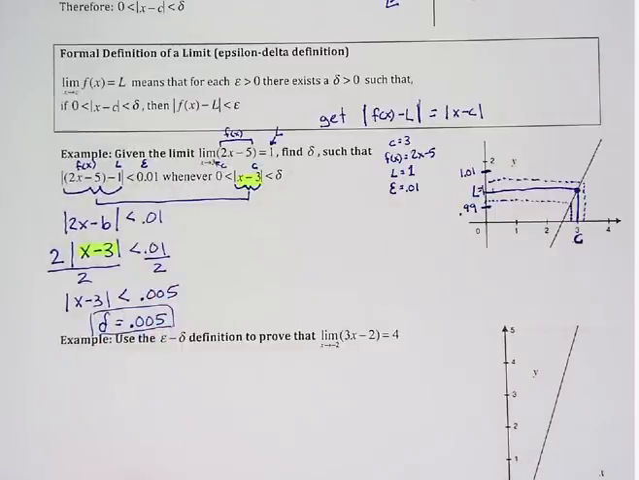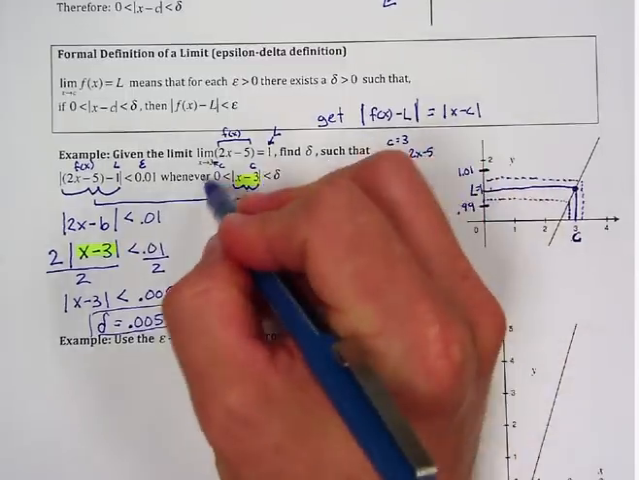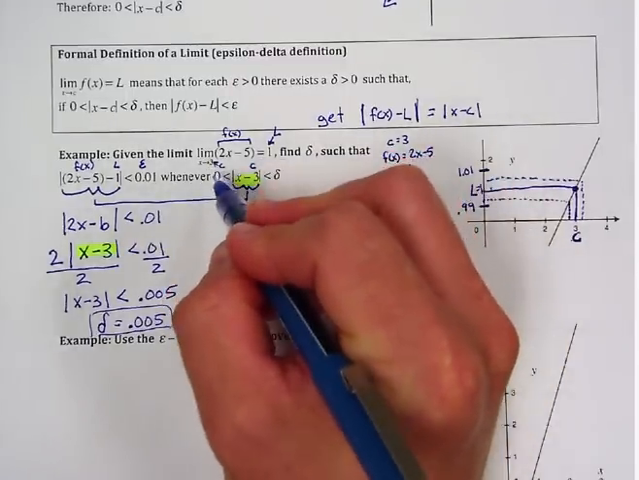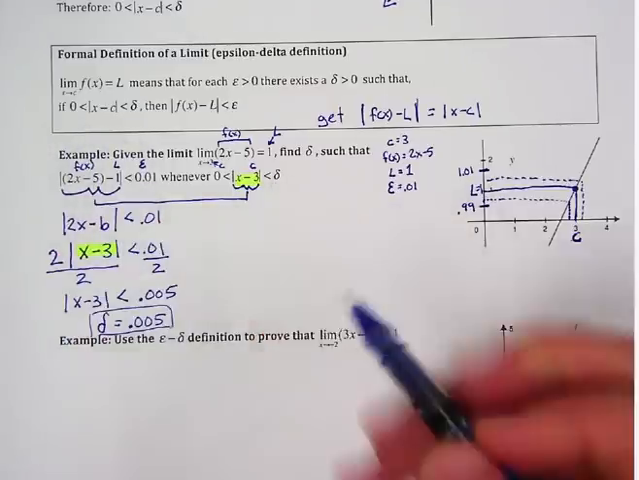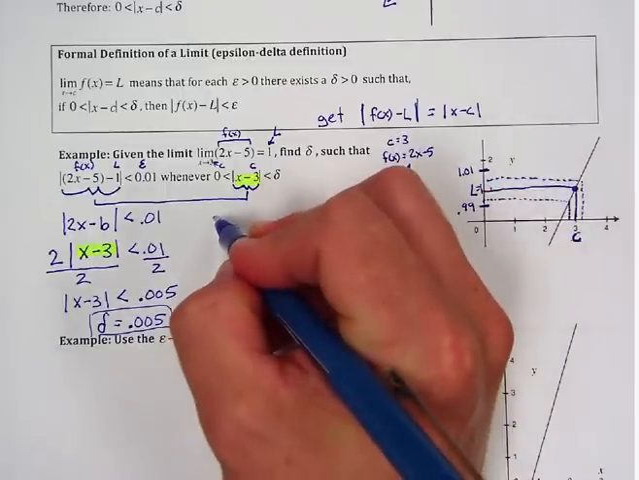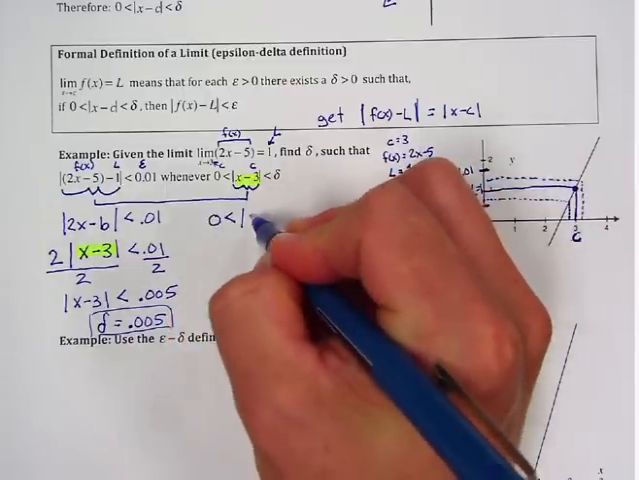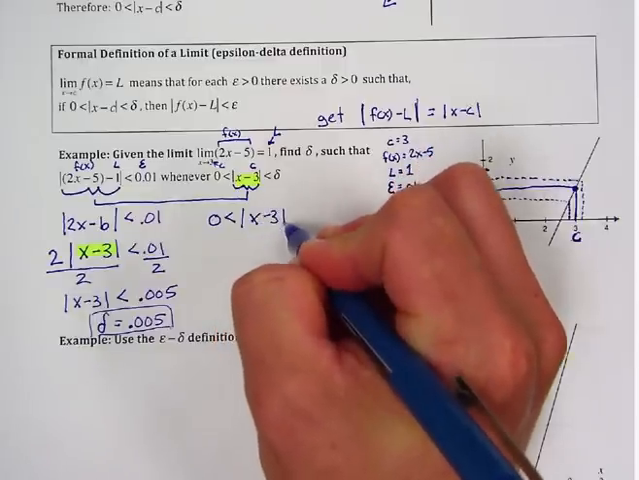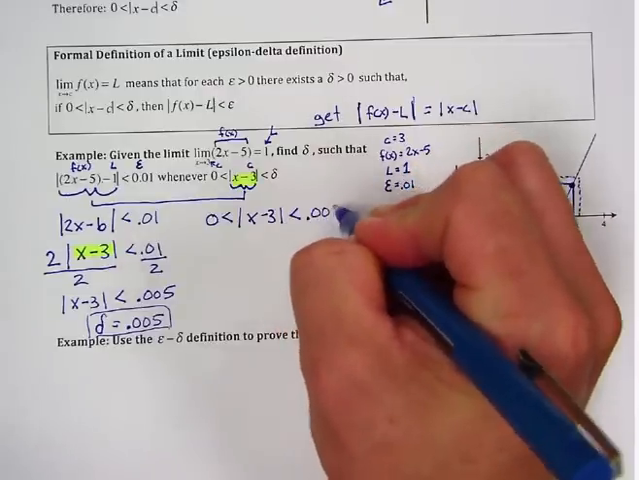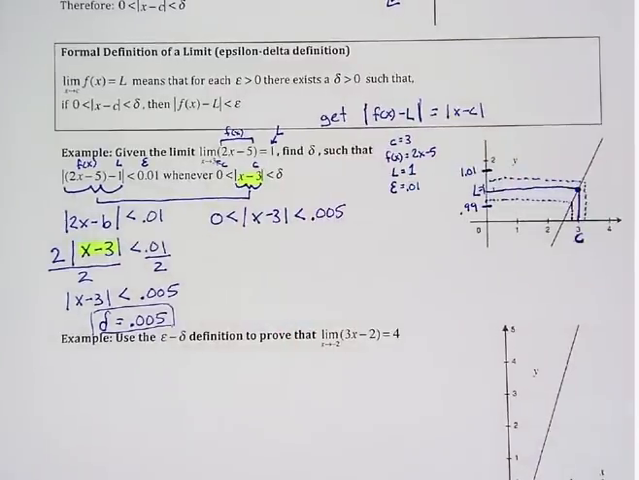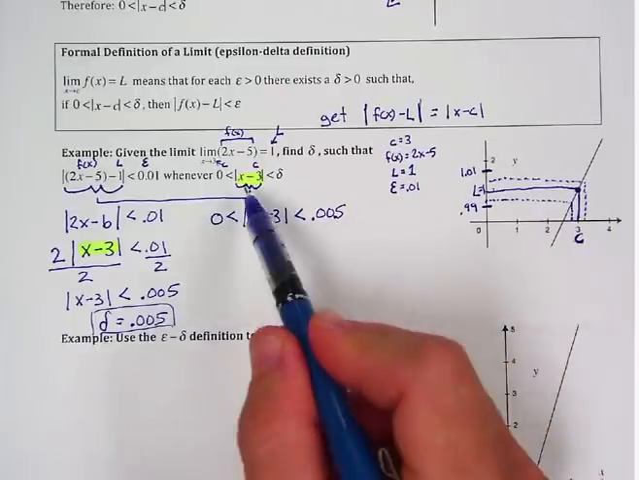Now unfortunately, we can't stop there. We have to actually verify that this works. So to be able to do that, we're just going to rewrite this second part, okay, which is actually the first part of our definition, using the delta that we chose. So we're just going to go 0 is less than the absolute value of x minus 3 is less than our delta of 0.005. Okay, so you just want to substitute that right into the second part.